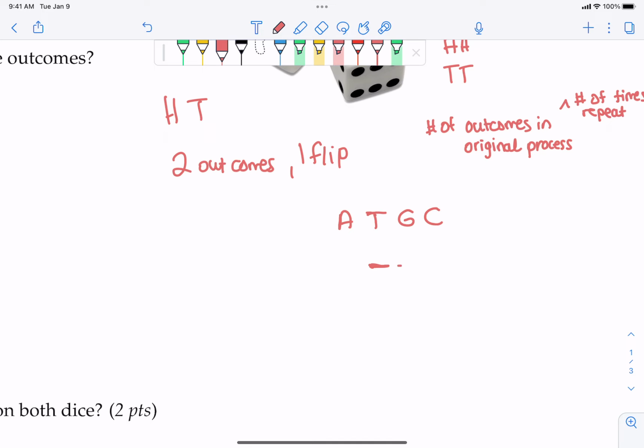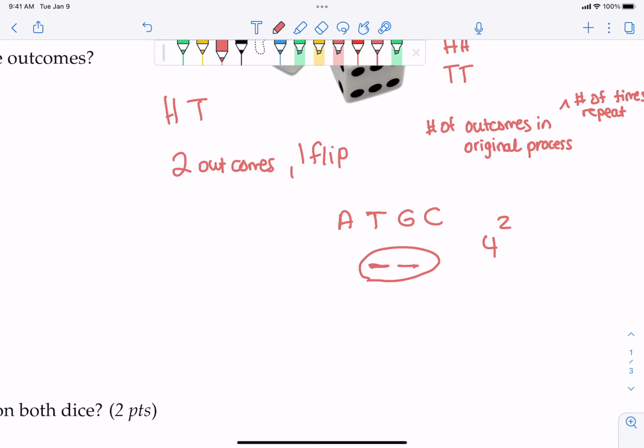Now what if I have 2 places that I'm looking for in the sequence? That's like saying I repeated the process twice. So if I have 4 outcomes in the original process and I repeat this process twice, how many outcomes do I have if I'm looking for 2 bases? 16, right? So it's 4 outcomes in the original process raised to the power of 2, which is the number of times I repeat the process, or the number of bases I'm looking for.